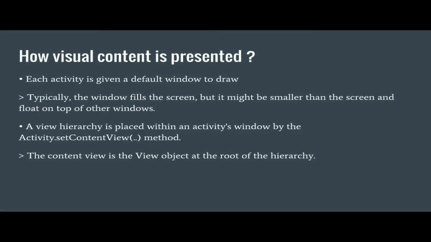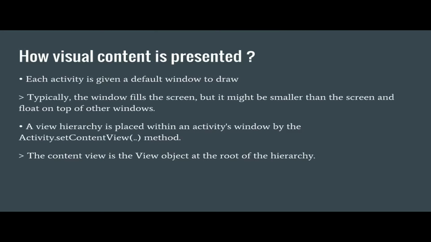Typically the window fills the screen, but it might be smaller than the screen and float on top of other windows. That means an activity could be full screen size or it could be a small size, like for opening a small activity over the parent activity to select some items and then providing the output to the previous screen which has called that screen to appear. A view hierarchy is placed within an activity window by the activity.setContentView method. So this is the main method of activity through which we set the content that the user is going to see in this activity.